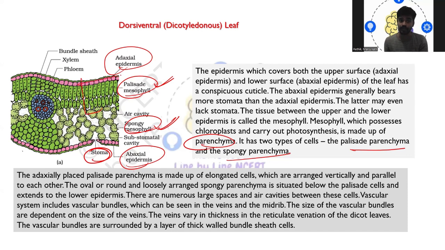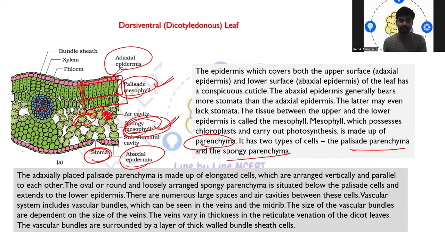What is the structure of this palisade parenchyma? Can you see? The cells are elongated and they are arranged vertically and parallel to each other. Below that we have the spongy parenchyma. Its cells are oval or round in shape and loosely arranged, not parallel to each other. Instead, they are loosely arranged in such a way that there is an air cavity in between, so numerous large spaces and air cavities are there between these cells.